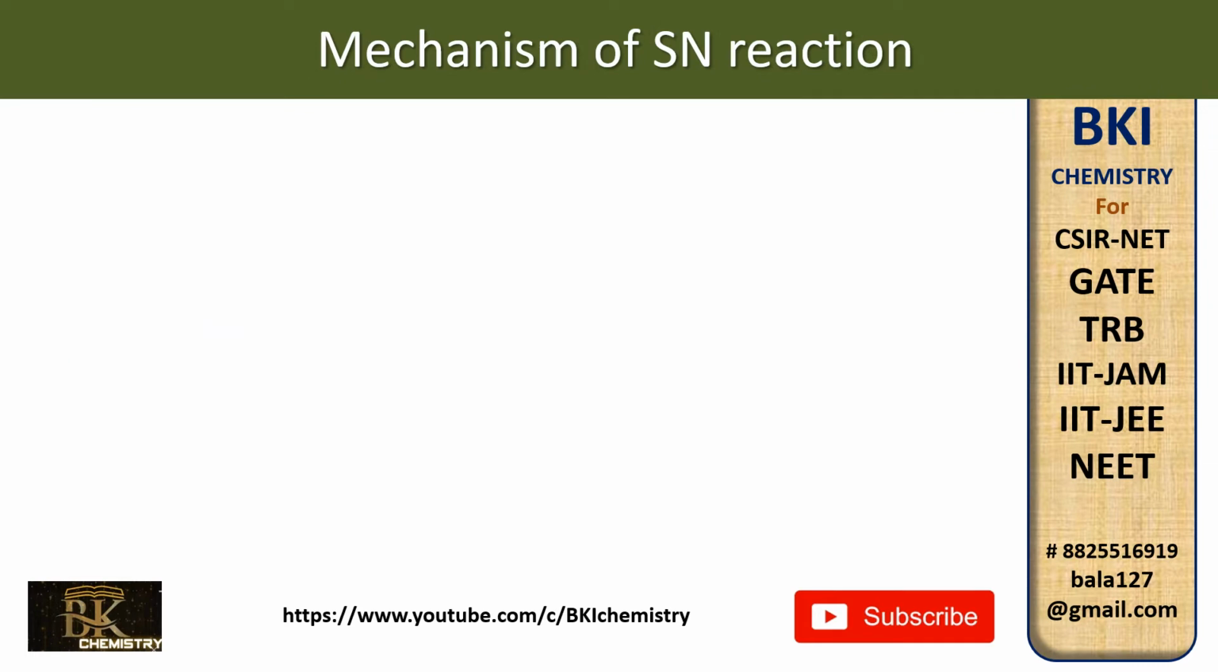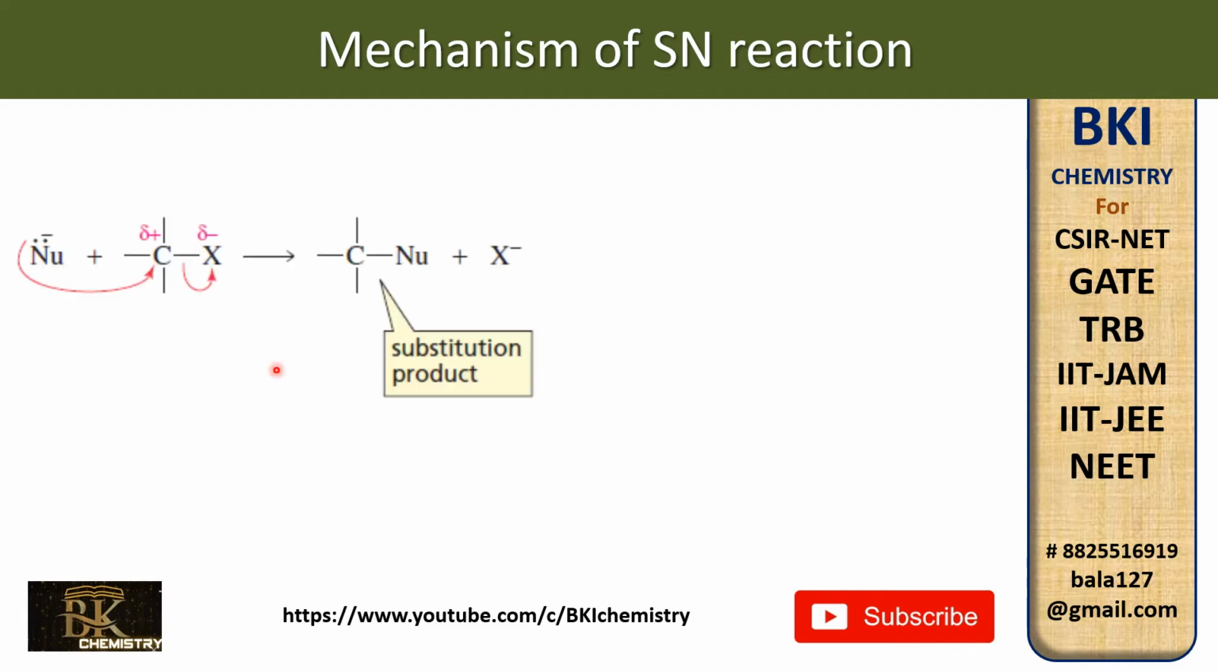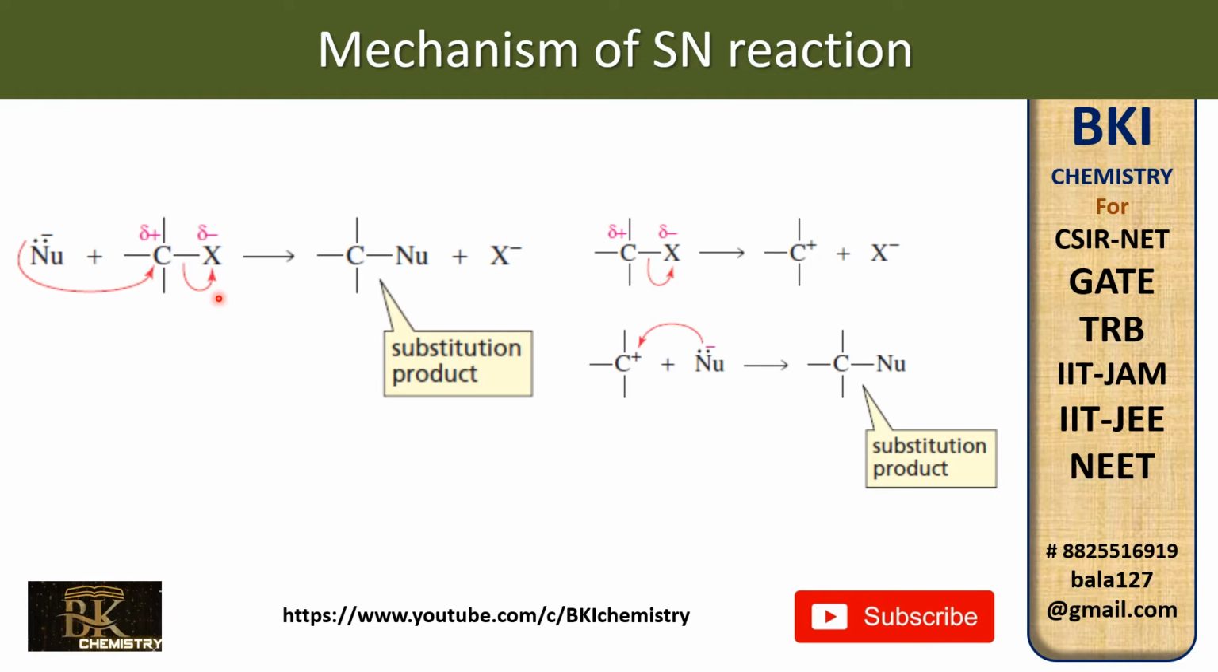As I said, in an SN reaction, one strong nucleophile has to come in and one weak nucleophile has to get out. So this process can happen in two different ways. Type 1, both the incoming nucleophile and the leaving group can happen simultaneously. In type 2, it can happen stepwise. In the first step, the leaving group may leave to form a carbocation. In the second step, the formed carbocation can be attracted by the nucleophile.